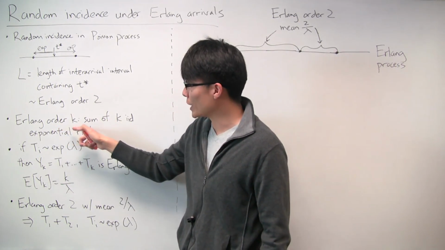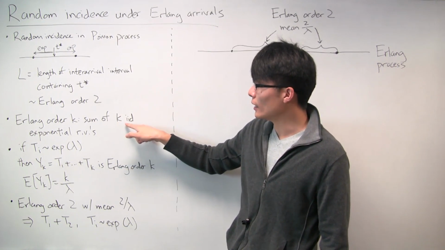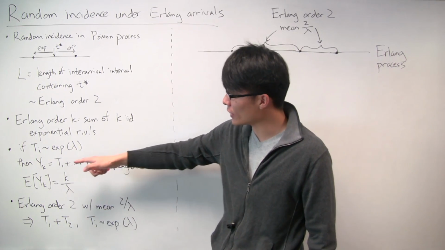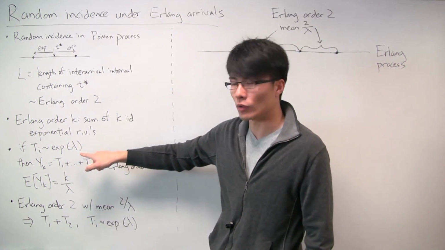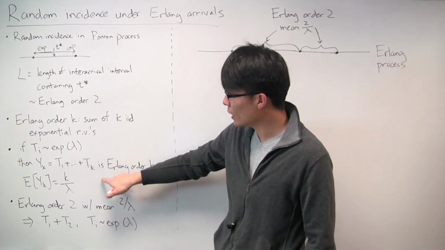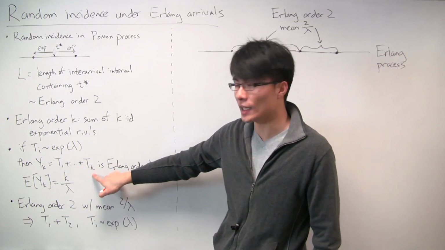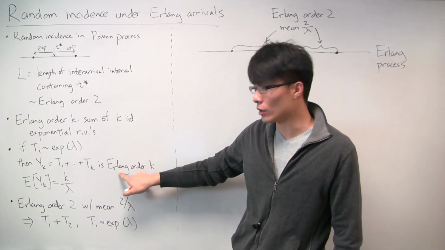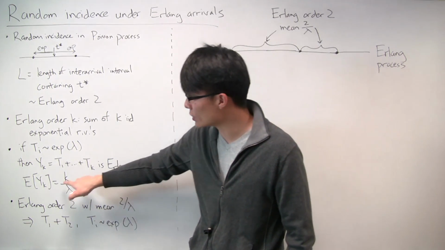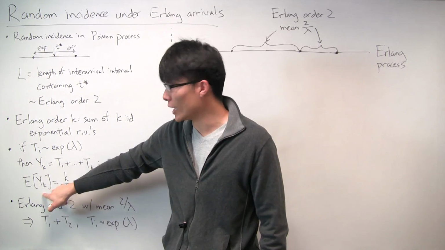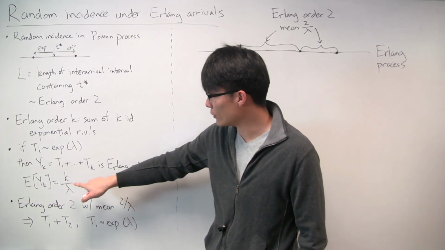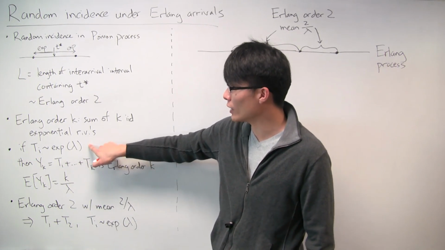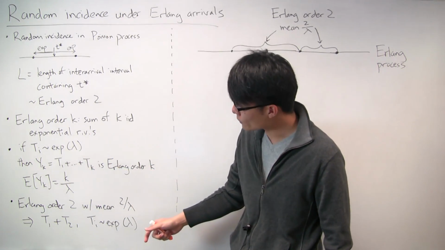An Erlang random variable of order k is just the sum of k independent and identically distributed exponential random variables. So to be more specific, if ti is an exponential random variable with parameter lambda, then if you take k IID copies of ti and add them up and call that yk, then yk is an Erlang random variable of order k. And one other fact is that the mean of yk, the mean of an Erlang random variable of order k, is just k, the order, over lambda, which is the rate of the underlying exponential random variables.